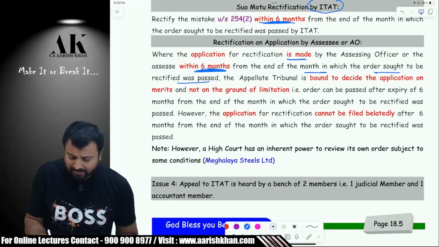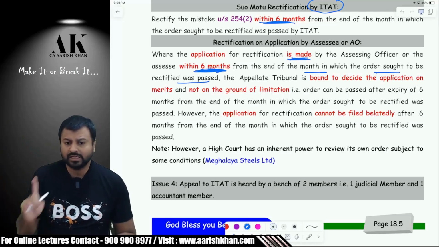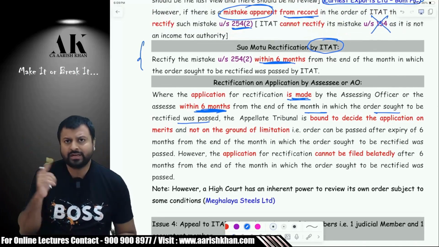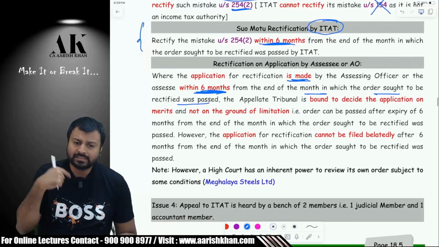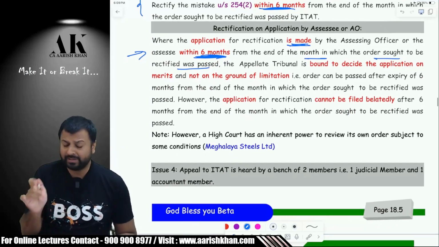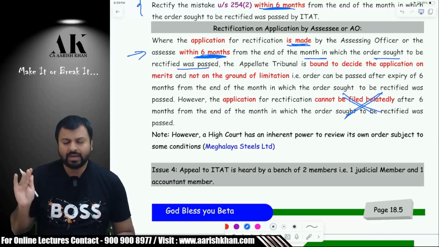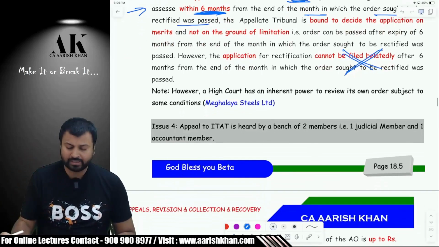So the application by the assessee must be made within 6 months. Again I am saying, if the ITAT has to make a rectification, it will rectify within 6 months. The assessee should also make an application within 6 months, and if the assessee does not make an application within 6 months, then the ITAT will not rectify. The ITAT cannot rectify a belated application. Okay, you have to make an application within 6 months.